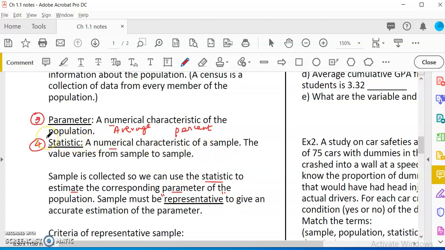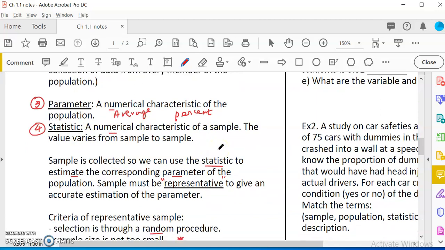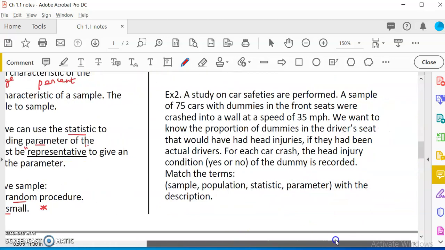So when you see the term statistics, it could be the branch of the study that we are doing, like this is a statistics class, or it could be the number that you calculate from a sample. Okay, so that's the fourth.